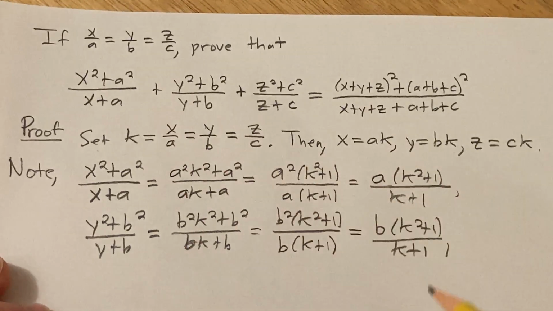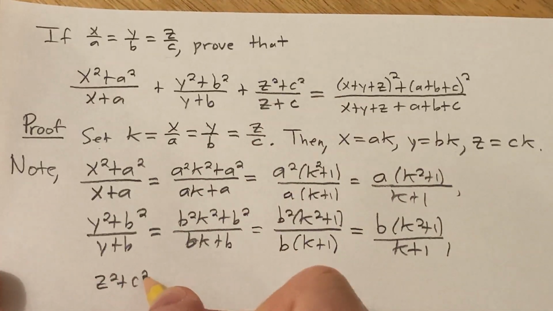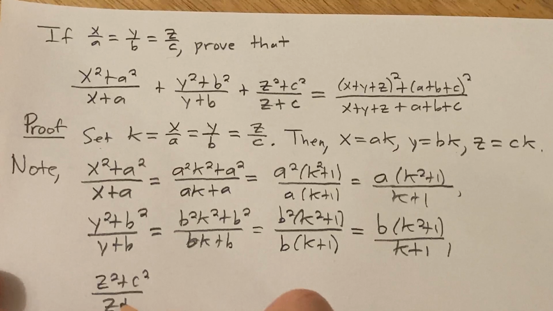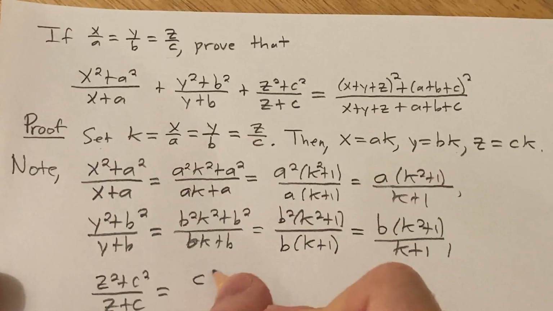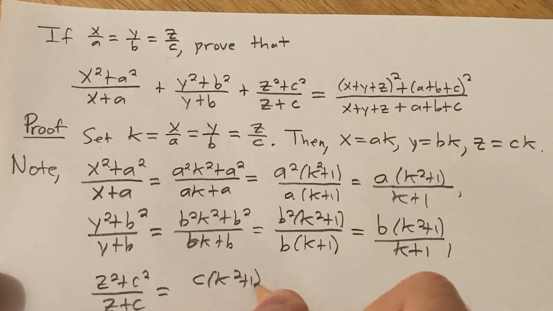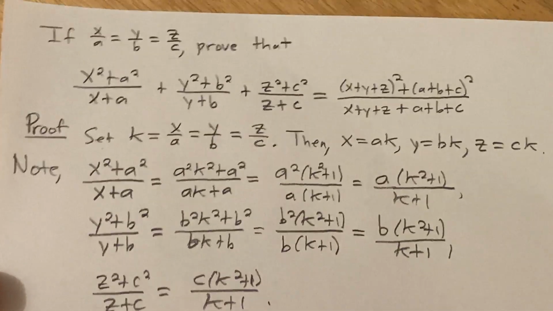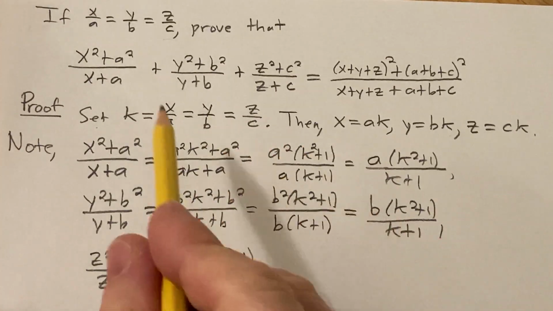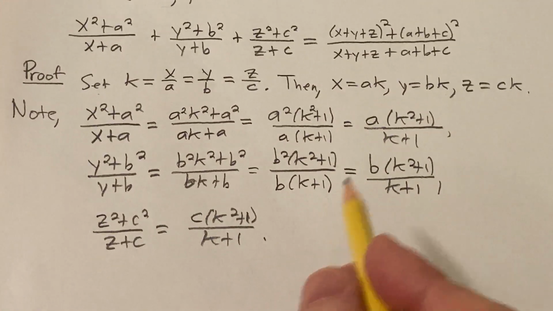So you can see, using similar reasoning, z squared plus c squared over z plus c is going to be equal to the same thing, except it's going to be c. So it should be c times k squared plus 1 over k plus 1. Okay, so now we're going to go ahead and write this down, and then we have to show it's equal to this. So I'm going to write it again down here.